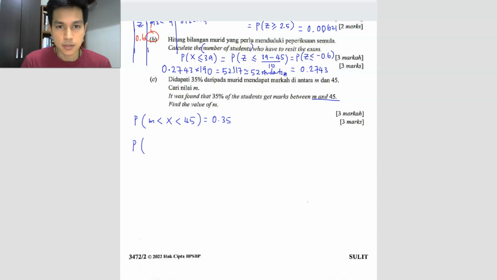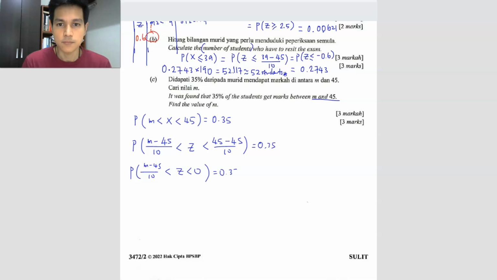So P of M minus 45 over 10, divide by 10, so change it to z value. So you have P(M minus 45 over 10 less than Z less than 45 minus 45 over 10, which is 0) equals 0.35.